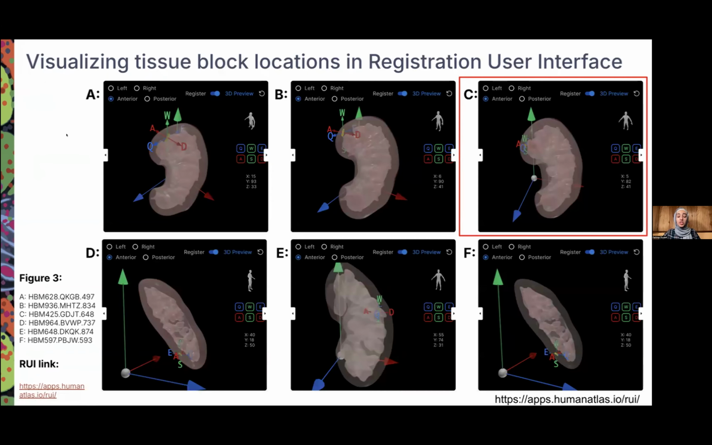So now we're visualizing the tissue block locations actually in 3D using the registration user interface. You can see that the yellow block is the tissue block and where it's located in the kidney. Panels A, B, and C, pretty much, if you notice, they have a similar location that the tissue blocks came from, whereas D, E, and F are kind of different in where those tissue blocks came from. So we expect their compositions to be kind of more different. Panel C, that is highlighted in red over here, is that same tissue block that did not collide with the renal medulla.